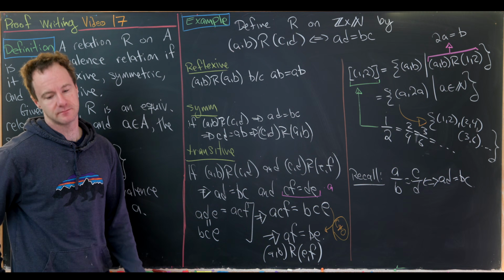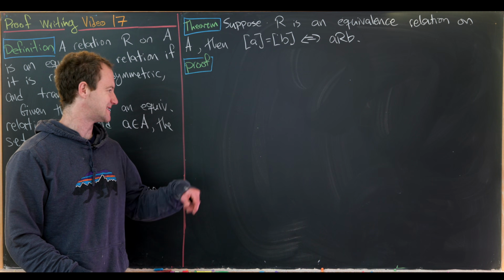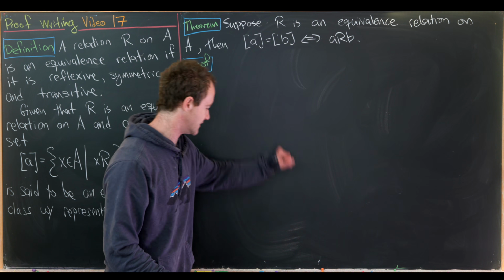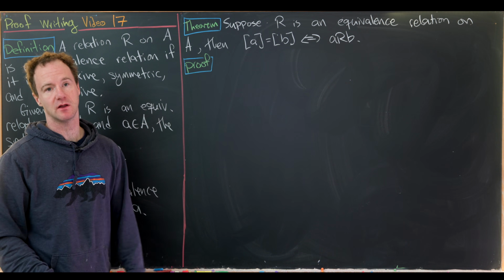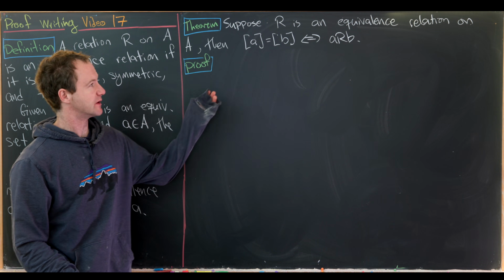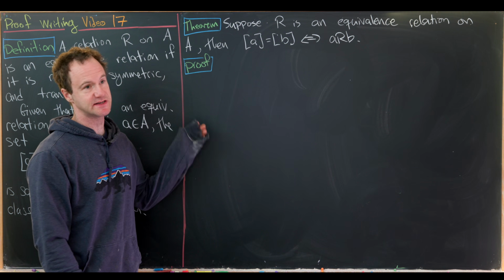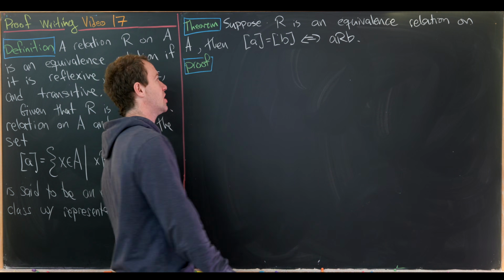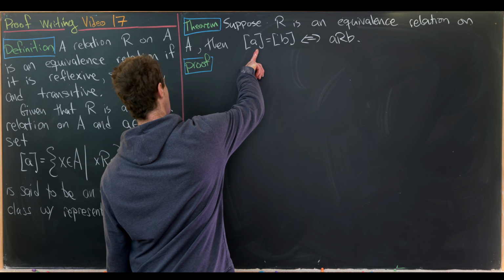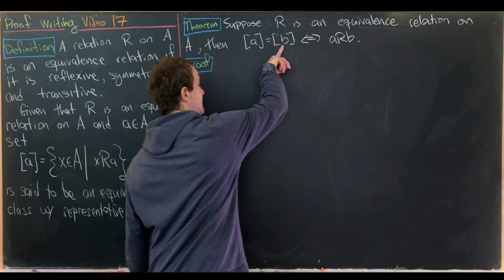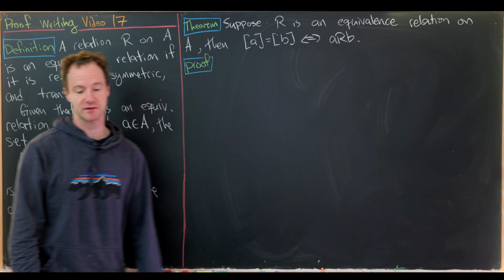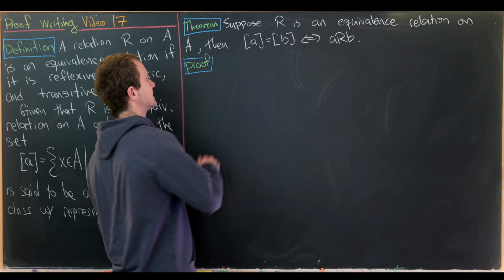Okay, let's move on. Our next little goal is to prove some of the standard general results involving equivalence relations and equivalence classes, starting with the following. Let's suppose that we have R, which is an equivalence relation on a set A. Then what we'll show is that the equivalence class with representative A is equal to the equivalence class of B if and only if A is related to B. Okay, so let's get to it.